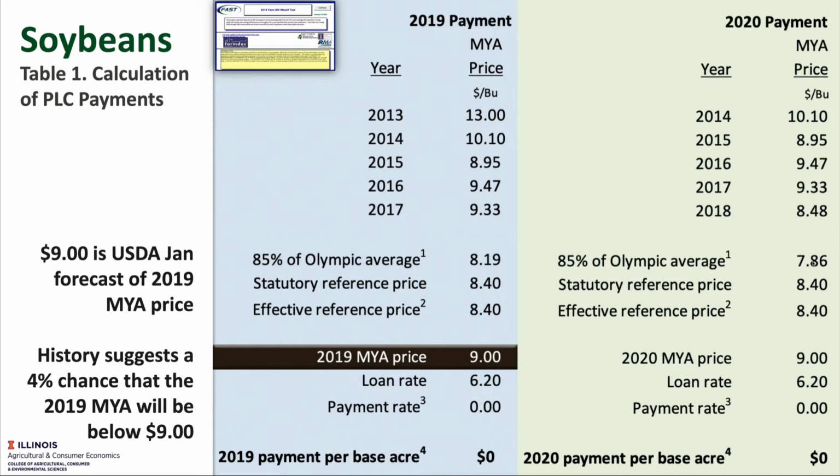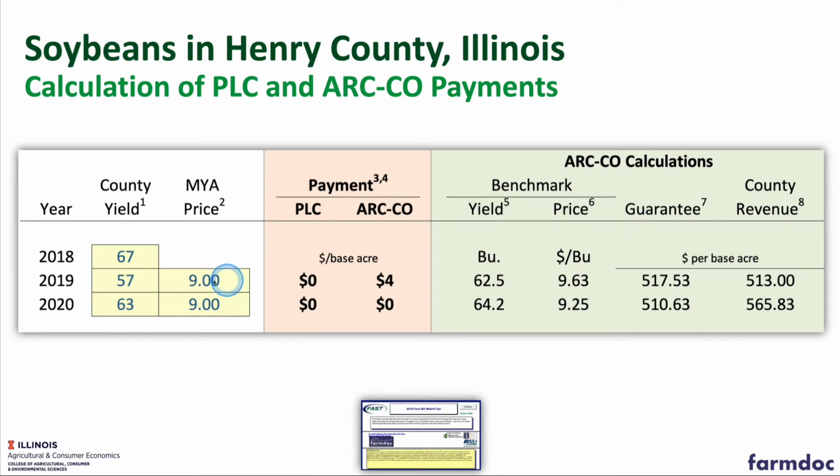That question had been up there for a while, so you can see on this screen as clearly as anything that 85% of that is 819. At no point are we close to that reference price to move it up. Here's Henry County again. We use a $9 market year average price. A county yield of 57 bushels per acre would trigger an ARC County payment of $4. So with a $9 market year average price, 57 bushels in Henry County would trigger an ARC County payment in 2019. 58 would be nothing.